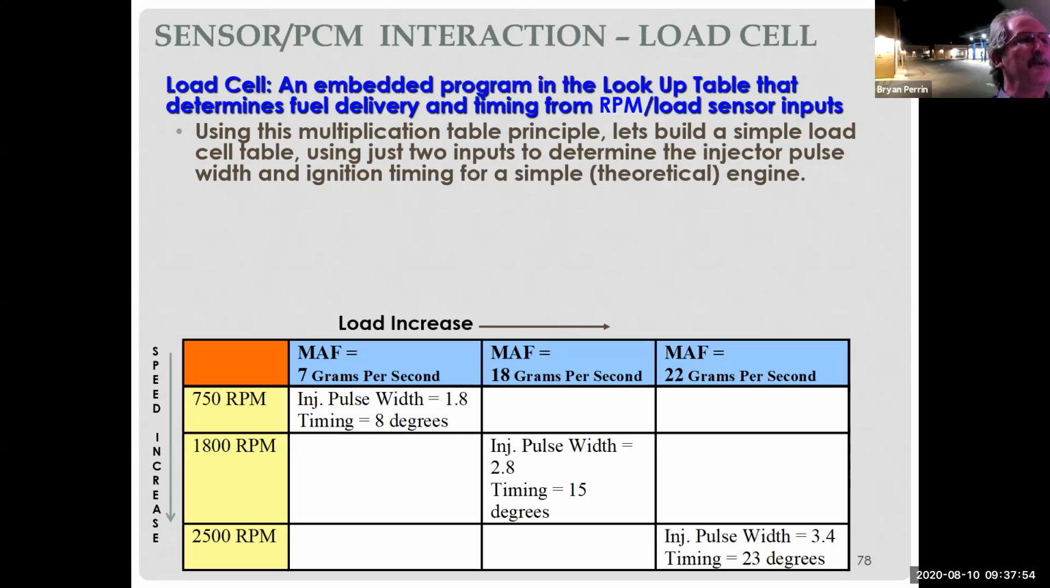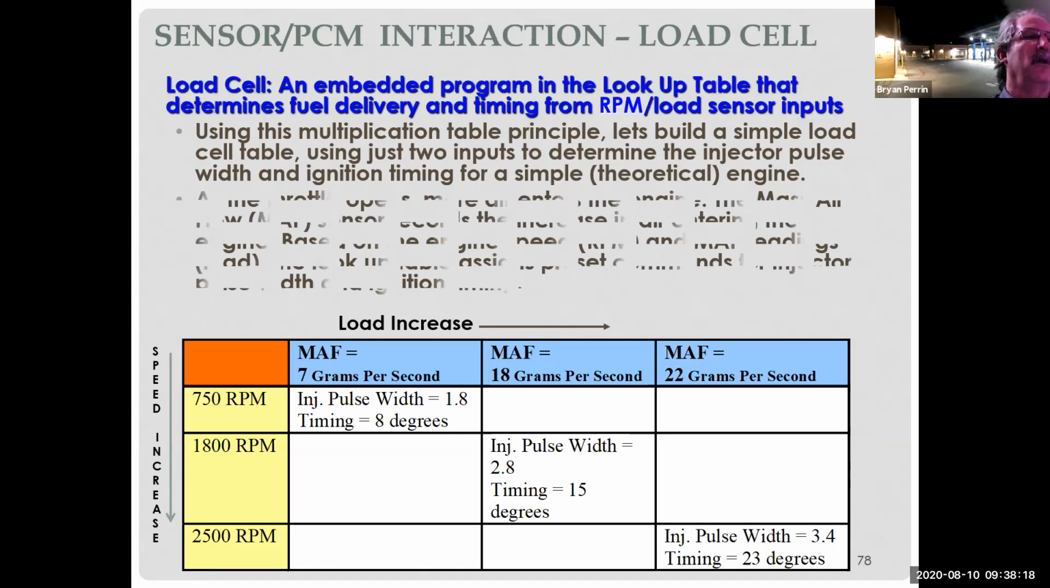So using the multiplication table principle, let's build a simple cell table using just two inputs to determine the injector pulse width and the ignition timing for a specific theoretical engine. So obviously, normally more of this would be filled out and we'd have a lot more variances, but I just kind of want to go with the concept here.